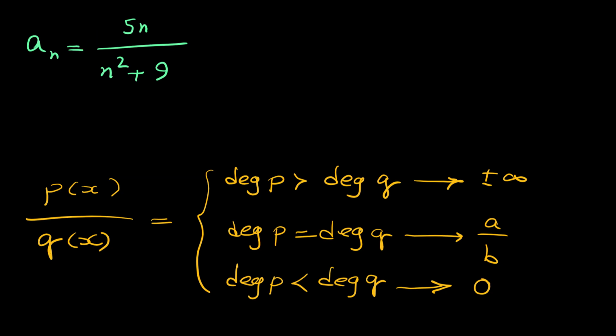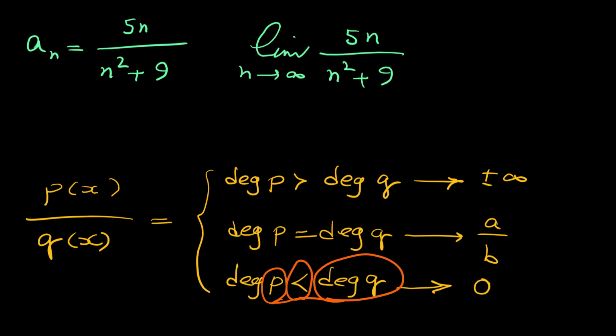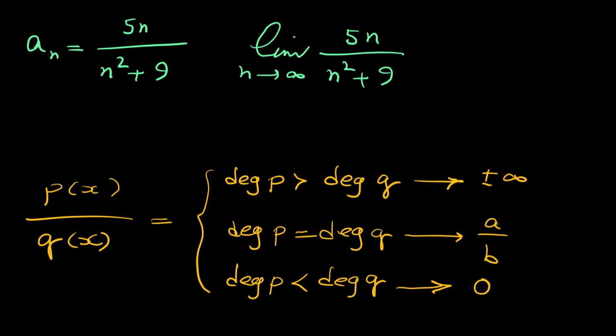In our example here, if we want to use this technique, look at the numerator, 5n. Look at the denominator, n to the 2 plus 9. The degree of numerator is 1. In denominator, we have degree 2. So the degree of the denominator is bigger than numerator, or the degree of numerator is less than the degree of denominator. And when this happens, the limit of the sequence is 0. So by this technique, you do basically nothing.